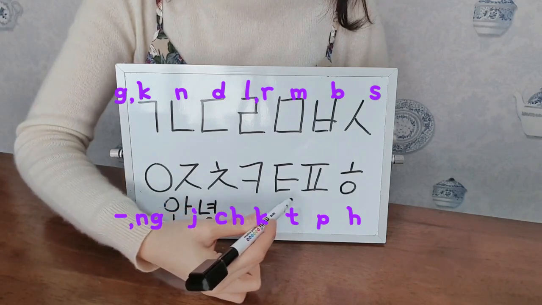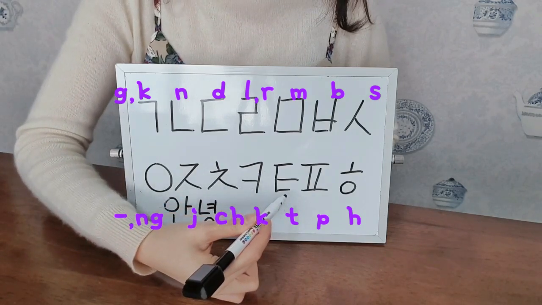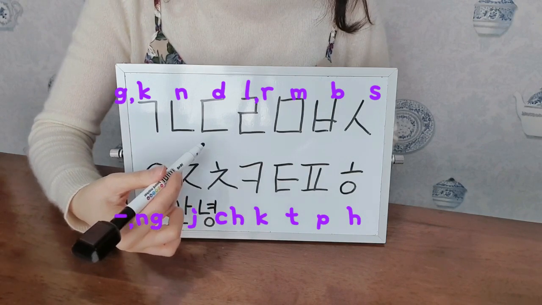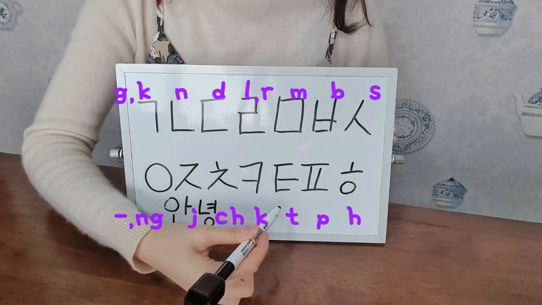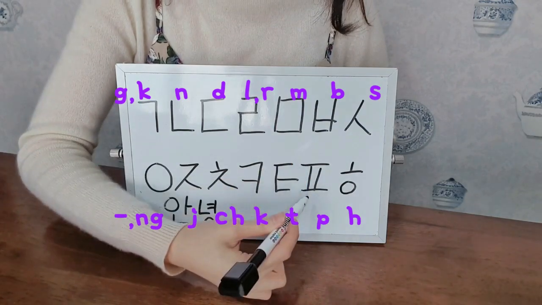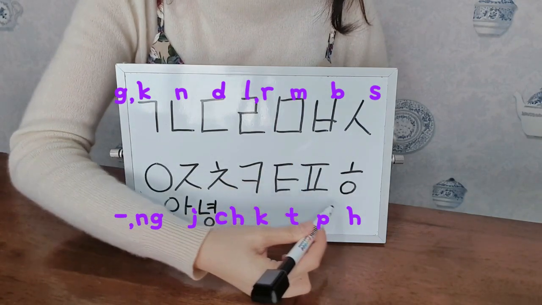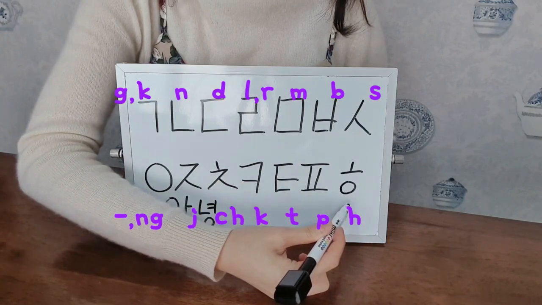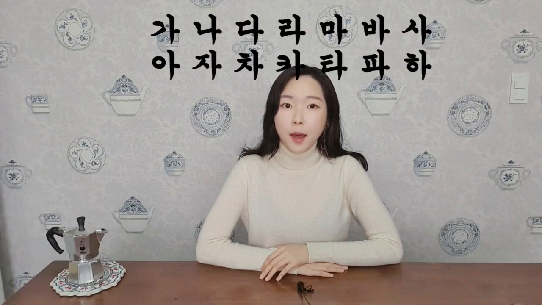And T, you get the line in here, D, then becomes T. And this B becomes P. And this is H sound. That's pretty much it. And if you put vowel a, then it's like 가나다라, 마바사아, 차차카타파하.